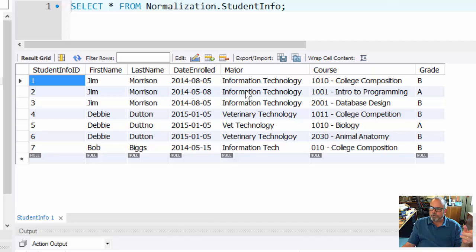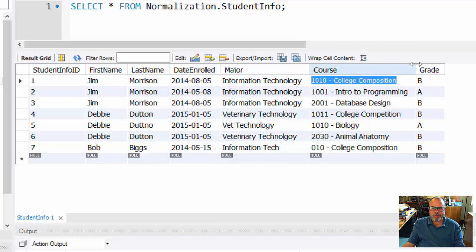This table also has a primary key column called student info ID, and it just gives a unique number to each person in the table, like a student ID does at a college, or a social security number, or vehicle identification number for a car. Those are all primary keys. They identify that person or that record exclusively, uniquely. Okay, so there's no more repeating columns.